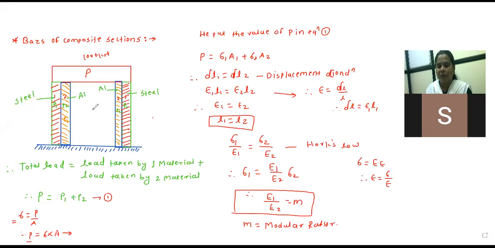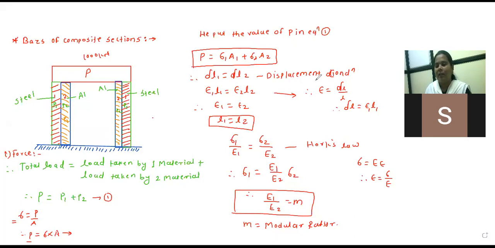In bars in parallel, the total load can be carried by different materials. So when we are using the force condition, we will divide the total force among the number of materials. So total force is equal to P1 plus P2, that is the load taken by the first material plus the load taken by the second material. For that, the basic equation you know is sigma equals force upon area. I have converted this equation to P equals stress into area. After that, I put this value in equation 1 and from that you get P equal to sigma 1 A1 plus sigma 2 A2.